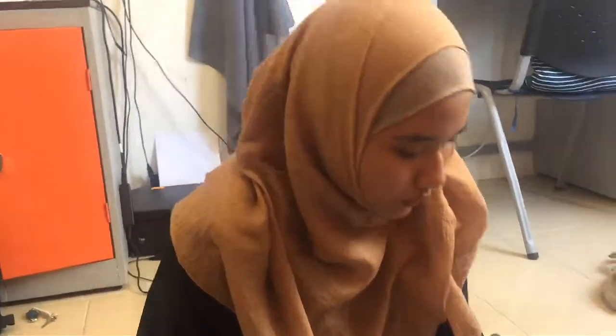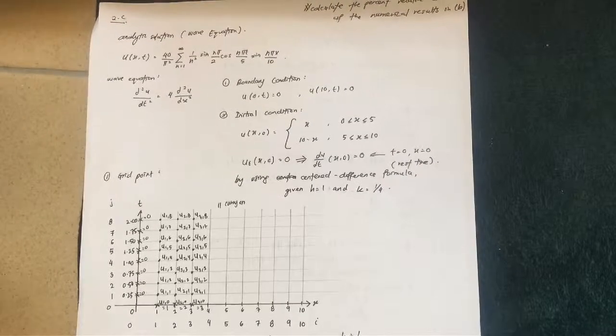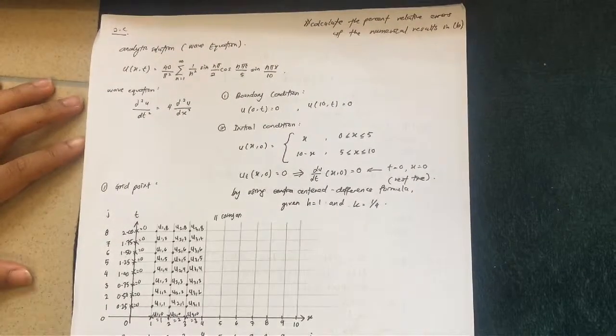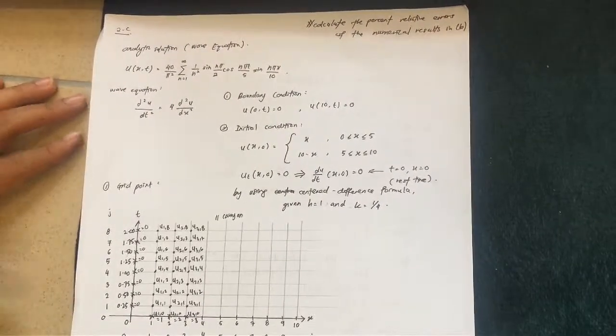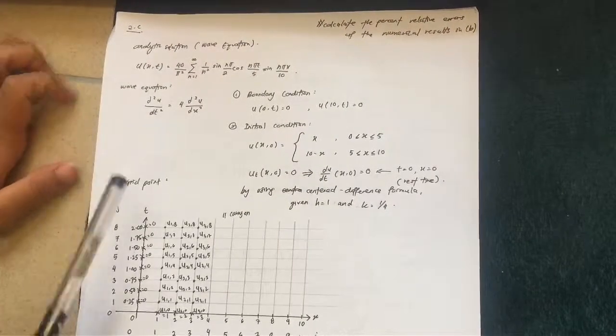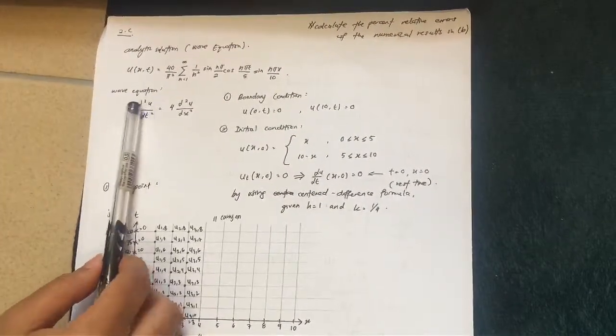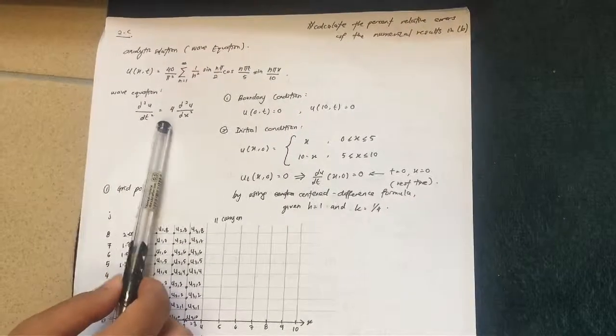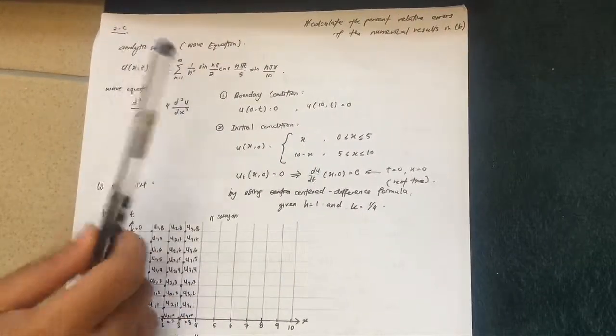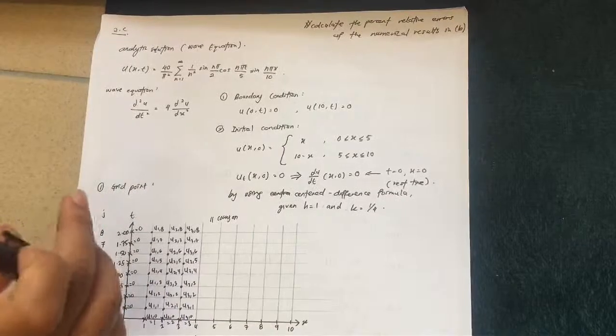Assalamualaikum madam, I'm Azwin and I'm going to explain question 2C, which asks us to find the solution by using numerical methods. So let's start. First we have the wave equation, which is ∂²u/∂t² equals 4 times ∂²u/∂x².